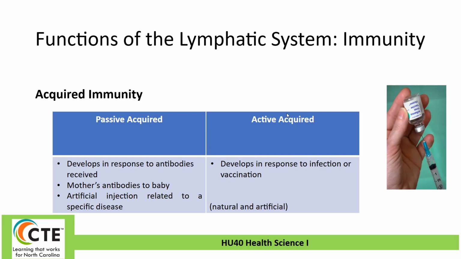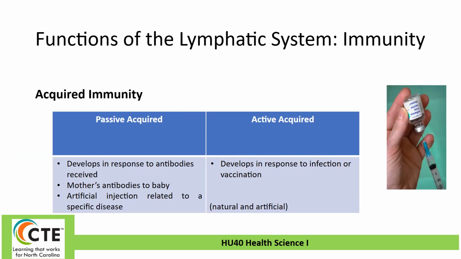And then you have active acquired. These are going to be developed in response to an infection or a vaccine. So with that, say chicken pox. Chicken pox is something you only get one time. If you get chicken pox as a child, that is the only time you have it, because the body has now seen that virus or that bacteria, and it knows how to fight it naturally.